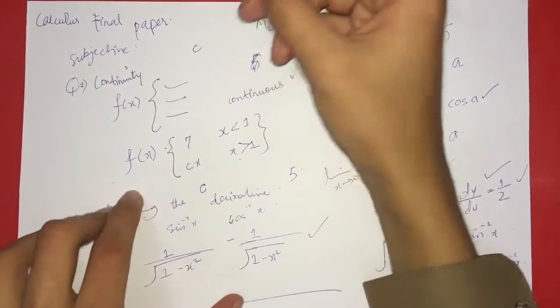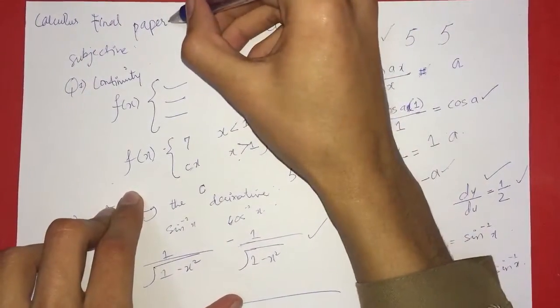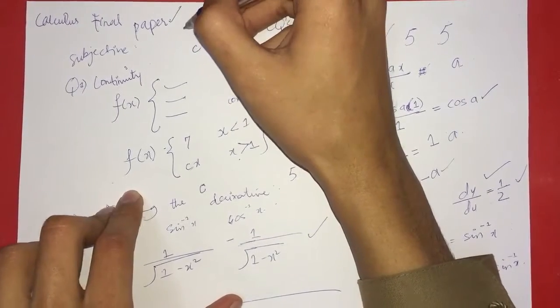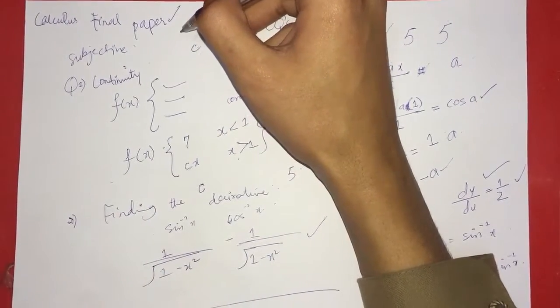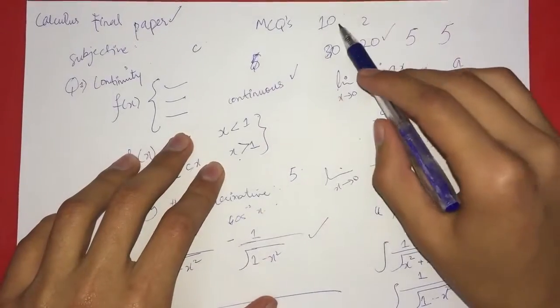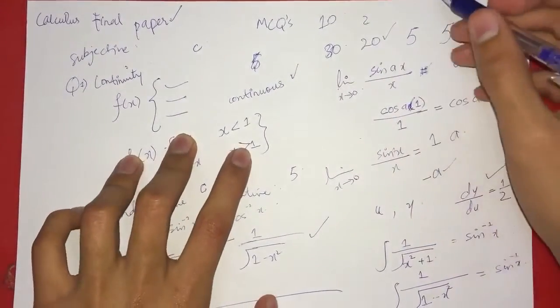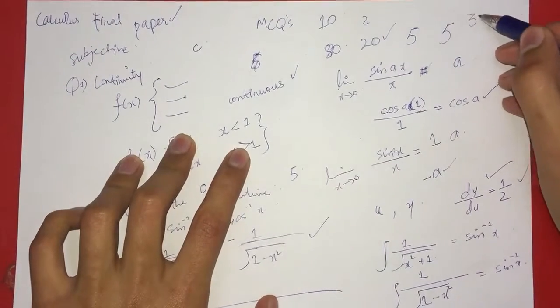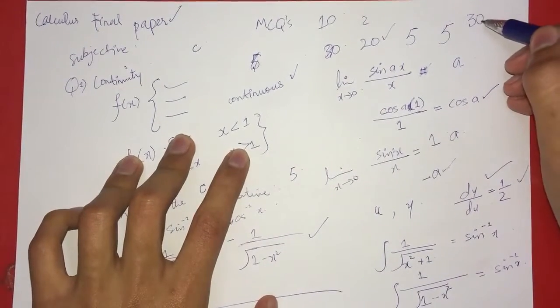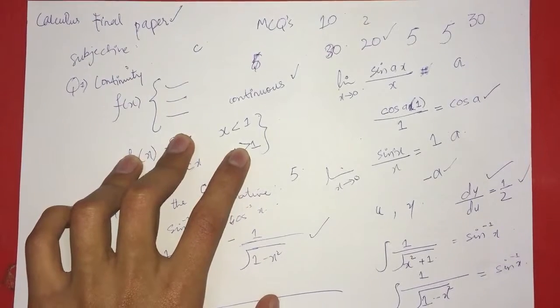And I've already written the content. So in the final paper of our math subject, we had 10 MCQs, and each MCQ carried 2 marks, so that makes a total of 30 marks. In those 10 MCQs, I got 3 of them wrong.